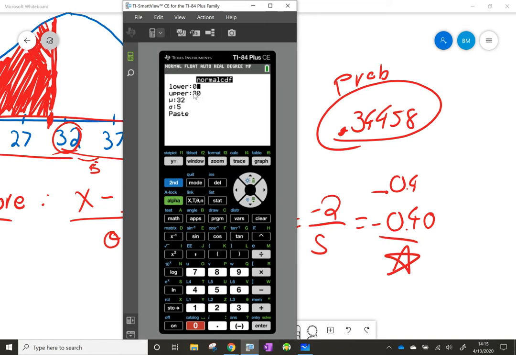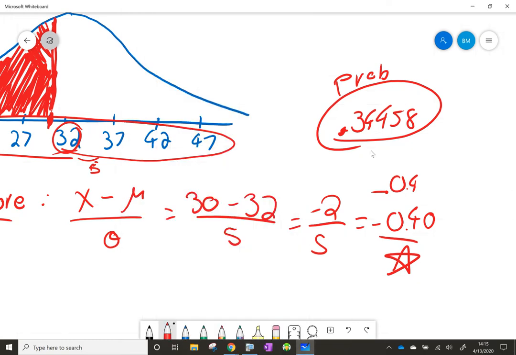Upper bound was 30, since we wanted the delivery time between 0 and 30 minutes. The mean was 32, and standard deviation was 5. Remember, that's given to us in the problem. And so with all that information typed in, we calculate it and we get the same result: 0.34458 when you round it. So the calculator works this way. Rewind the video if you need to see those steps again. But there's our probability for the first one.